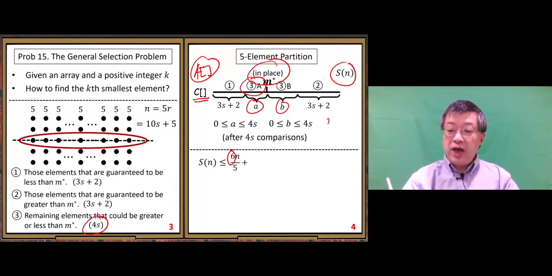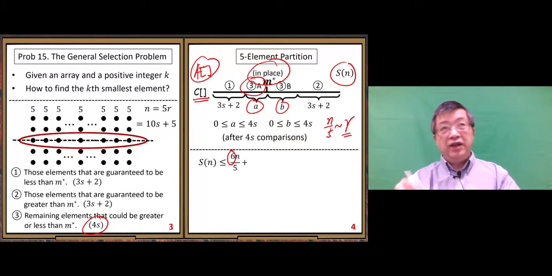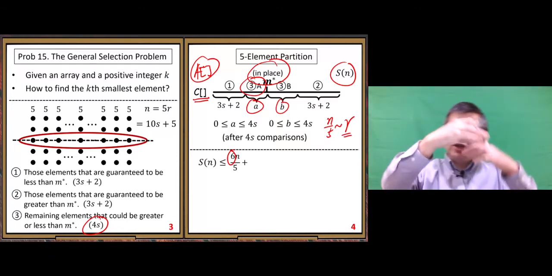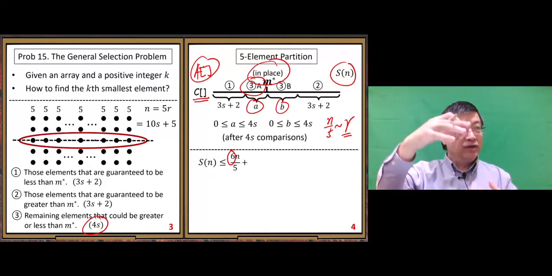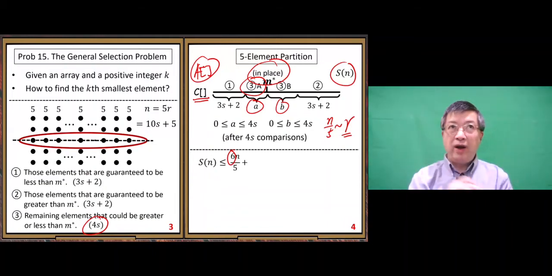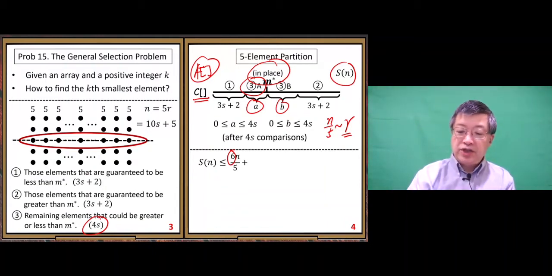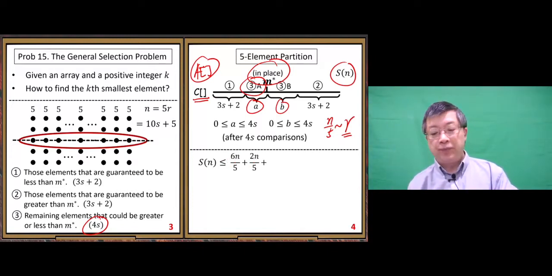Step 1, find all the medians of the 5-element groups: 6 times n over 5, because n over 5 is approximately the R number, and for each group we need 6 comparisons. That's our homework question number 25, so we prepare for it. So that's why 6n over 5.